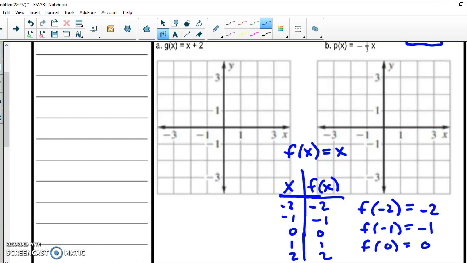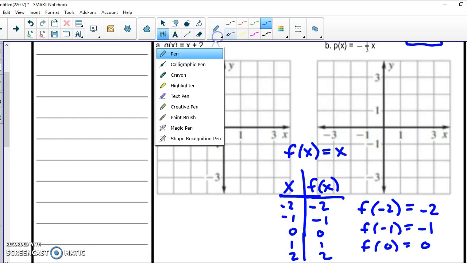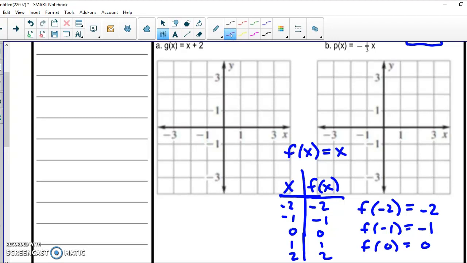So our parent function then shows us, let me get my pen back here. Our parent function, you'll notice we have the same values in our x column and our f of x column. So let's graph this, and we'll graph it on both of these graphs because we want to compare both of these functions to the parent function.